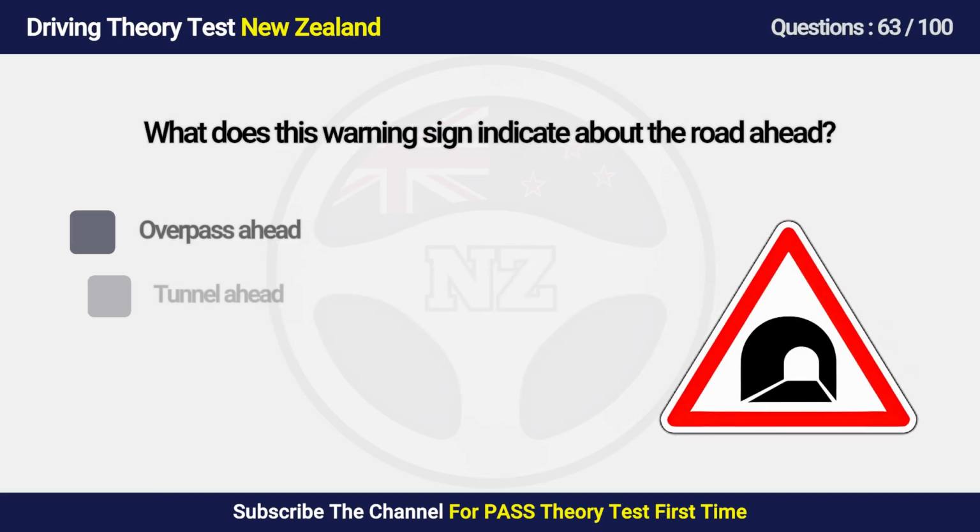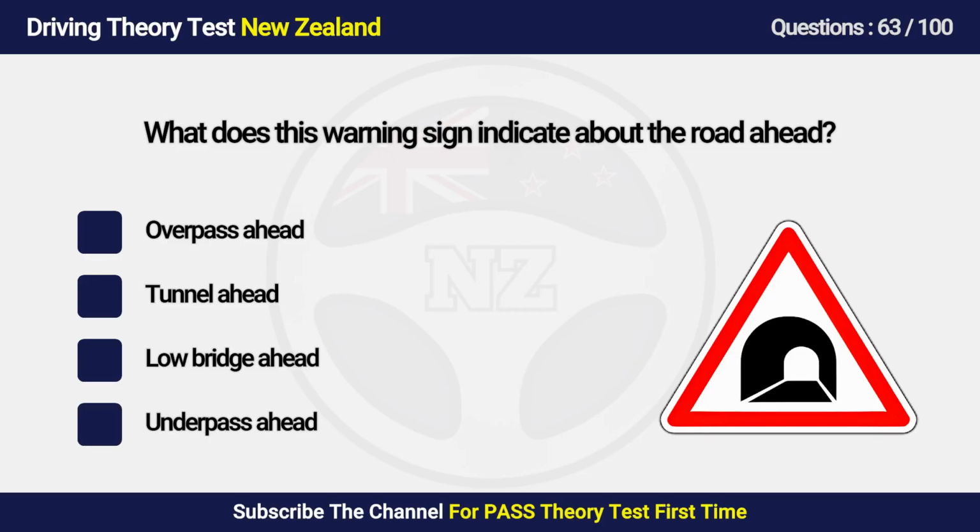Question 63. What does this warning sign indicate about the road ahead? A. Overpass ahead, B. Tunnel ahead, C. Low bridge ahead, D. Underpass ahead.